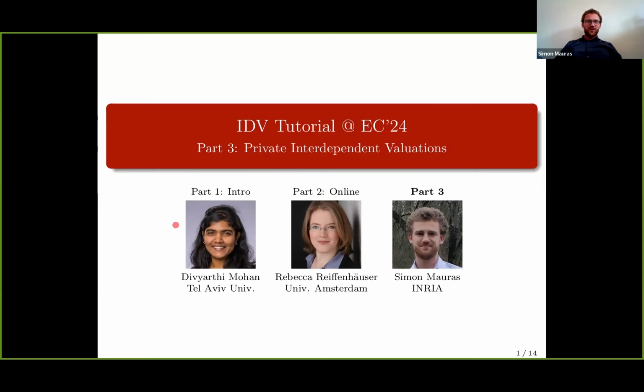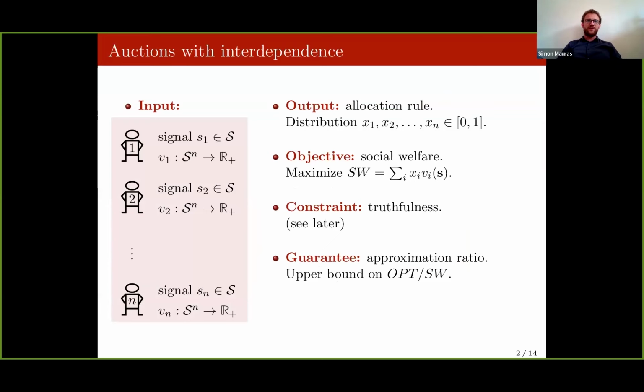Hi, thank you for joining us for this last part of our tutorial on interdependent valuations. In the first part, Divya presented standard results in auction design for a single item auction with interdependent values and how to achieve a full approximation in that setting. In the second part, Rebecca explained how to relax one of the assumptions, which was the fact that buyers were offline. In this third part, I'm going to talk about another relaxation: the case where valuation functions themselves are private. So it's back to the offline setting, but the generalization of the first part is the valuation functions.